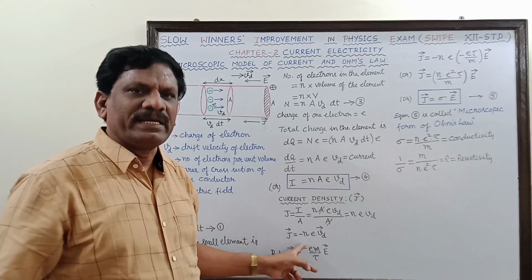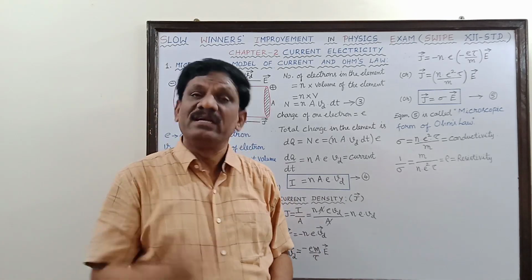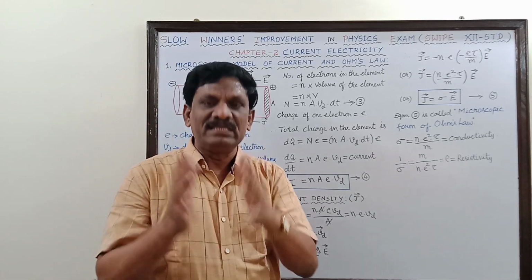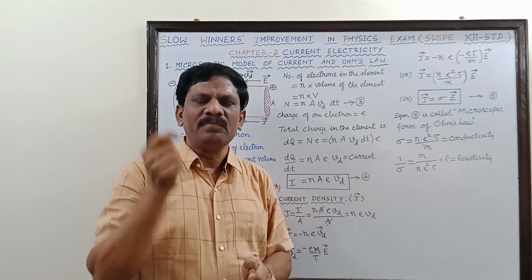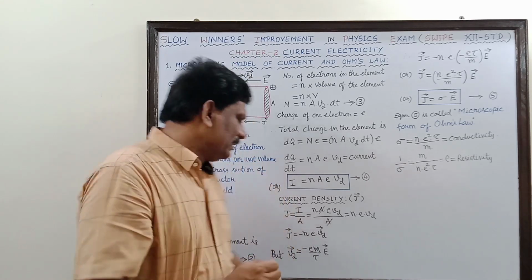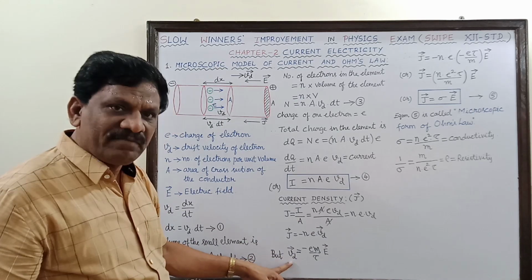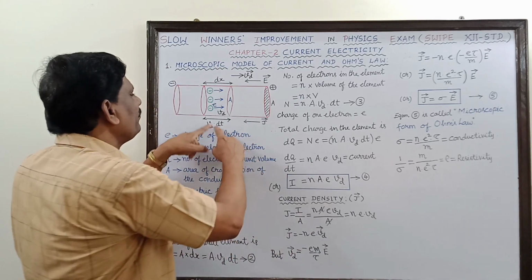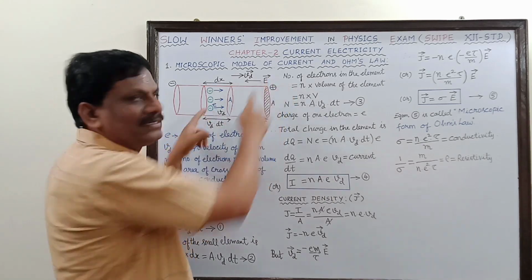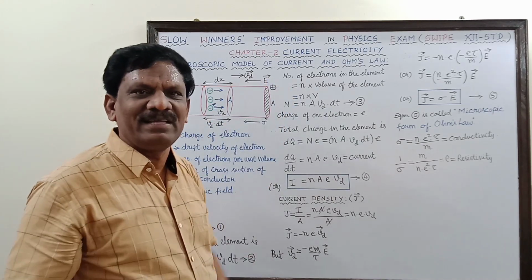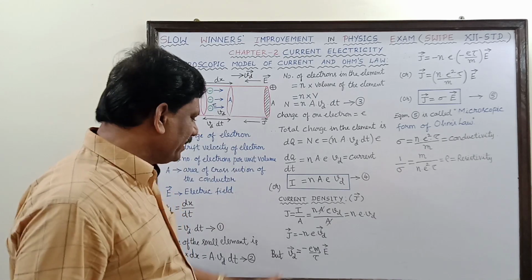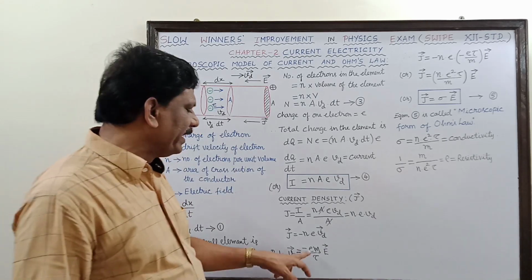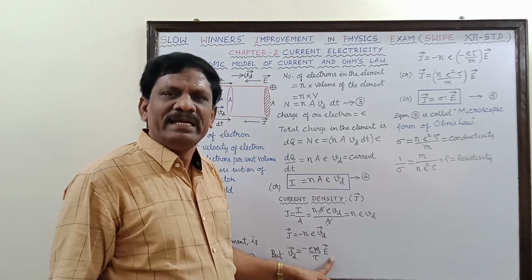Already we have studied one derivation for drift velocity alone, isn't it? Drift velocity is equal to what? E by m into tau. And I am going to substitute: v drift vector is equal to minus of, because v drift vector and electric field vector are also opposing each other, is it not? They are in opposite direction. Therefore, we already derived this equation: v drift is equal to minus e tau by m into E vector.